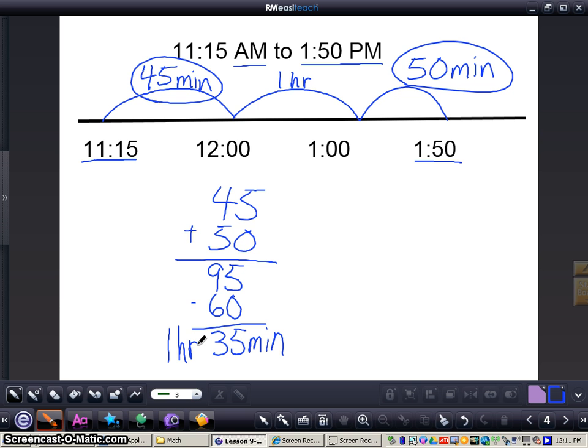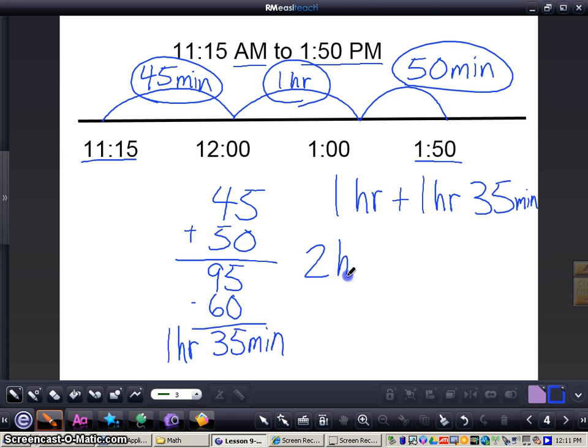Now what I'm going to do is take that 1 hour and 35 minutes, and I cannot forget my hour, which is right up here, that's elapsed. Okay, so I'll take 1 hour and add that to 1 hour, 35 minutes. Okay, and that's going to equal 2 hours, 35 minutes.